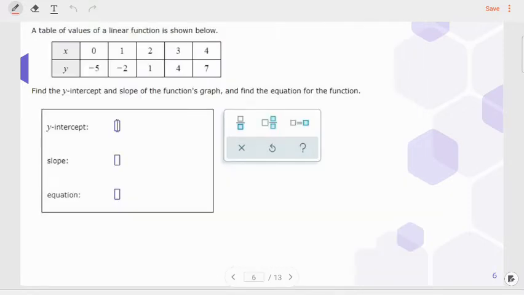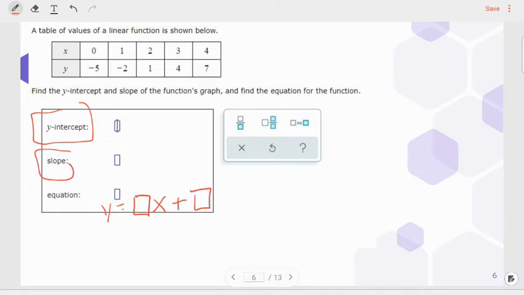The next question, and I think the next couple are the same, are going to ask me to use this table in order to find my y-intercept and my slope, and then my equation. Remember, I'm going to plug in my slope next to x and my y-intercept after the fact.